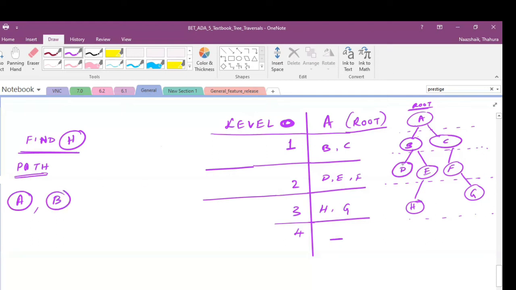So you take this route. Now again, you have two choices, D or E. Where will you go? You're getting my point? E. Correct. So you visited A, then visited B, then visited E. And finally, you will visit H. So this path that you took from A to B, B to E, E to H, this is called a path.